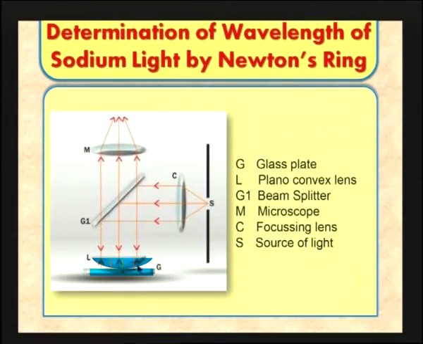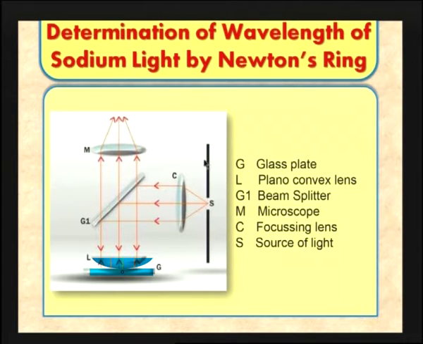The important point is that one light ray undergoes reflection at the bottom of the lens, and the other light ray is reflected at the top of the glass plate. These two will be interfering with each other. What is happening can be observed by an eyepiece. You can have an eyepiece here. So, let me again explain.